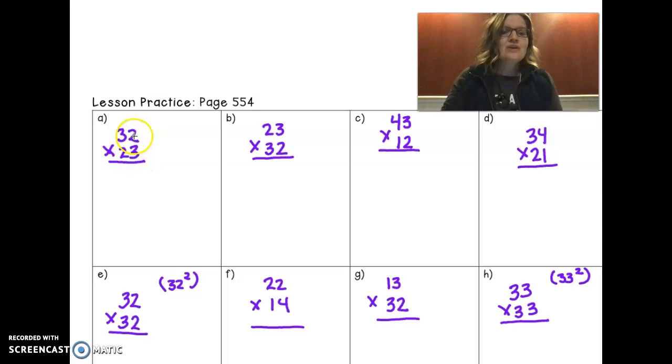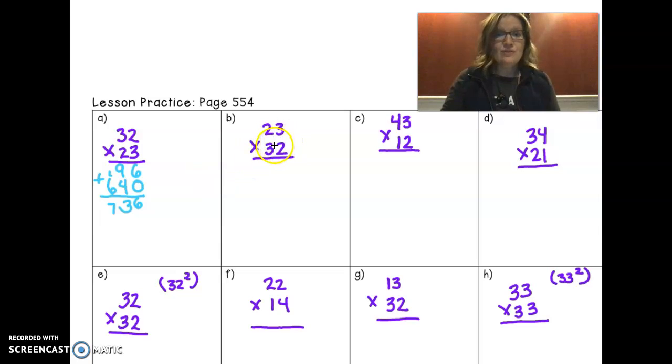So here we go. 3 times 2 is 6. 3 times 3 is 9. My step 2 is to put a 0. 2 times 2 is 4. 2 times 3 is 6. Then I add these up. 6 plus 0 is 6. 9 plus 4 is 13. Carry my 1. 6 plus 1 is 7.